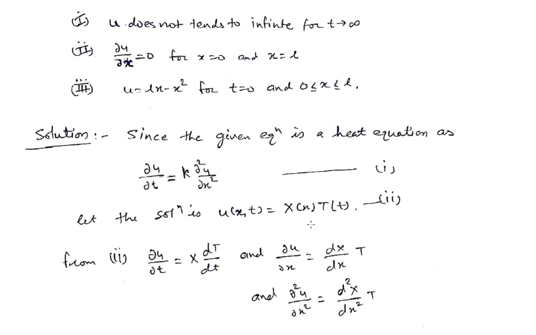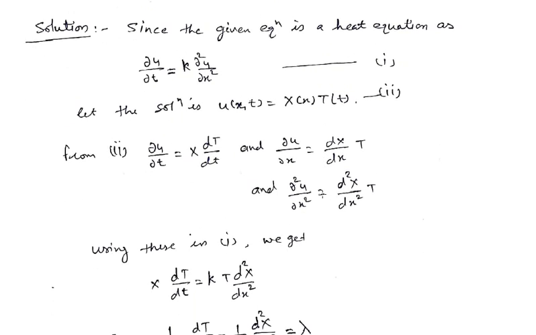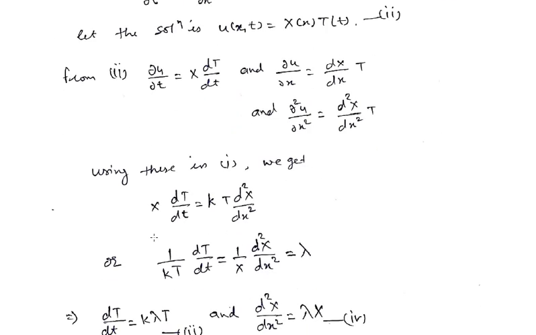And when we differentiate it partially with respect to small t, we get ∂u/∂t equals X times dT/dt. Now putting the value of these two derivatives in the given equation, which is equation number 1, we get X dT/dt equals k T d²X/dx². When we separate T and X, we get 1/(kT) dT/dt equals 1/X d²X/dx². Taking these both equal to lambda.